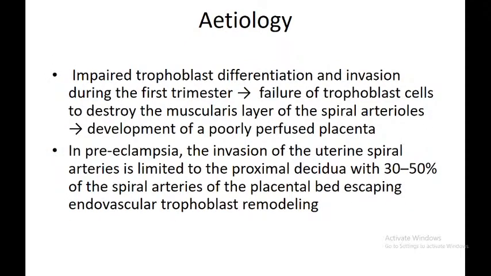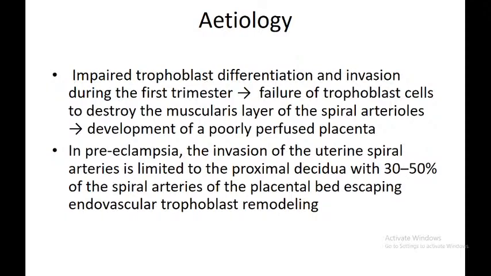And coming to the etiology, why do some of these women tend to develop this complication during pregnancy? It is usually a combination of impaired trophoblast differentiation and invasion during the first trimester of pregnancy. There is a failure of trophoblastic cells to destroy the muscularis layer of the spiral arterioles, ultimately causing development of a poorly perfused placenta.